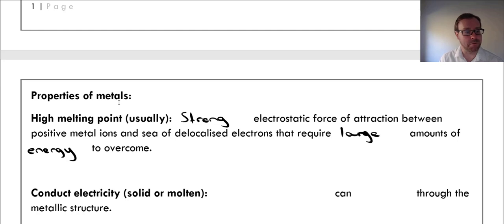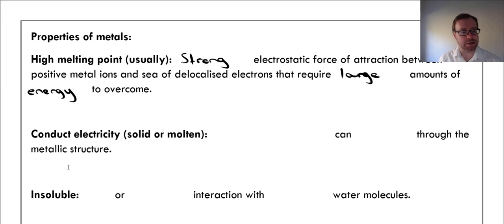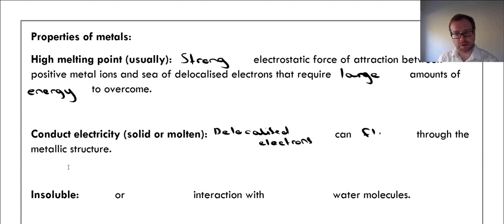Not very difficult. Okay, they conduct electricity, either solid or molten, and the reason why they conduct electricity is because the delocalized electrons can flow through the metallic structure. Because we have these delocalized electrons, they can move throughout the structure. And when we're talking about electricity, the electricity is the flow of electrons.